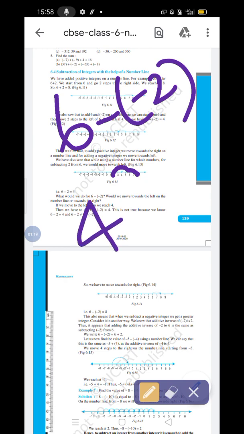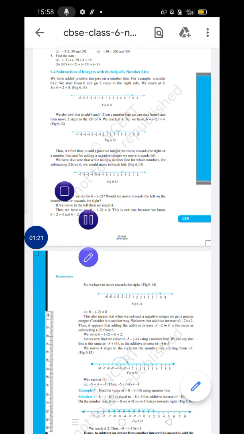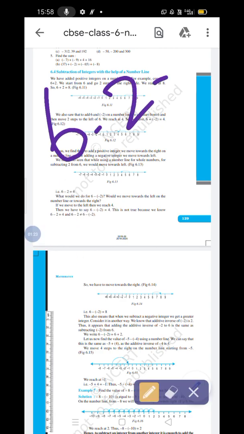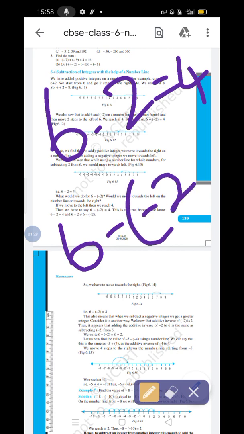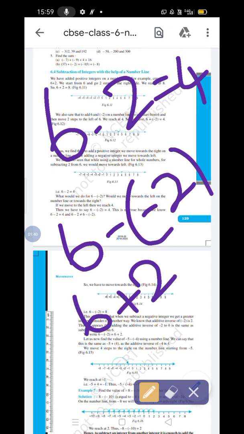But this is not correct, because 6 minus 2 is 4, but 6 minus of minus 2 is not equal to 4. So minus into minus, you know, it is plus. 6 plus 2 is equal to 8. So you have to move 2 steps forward from the number 6.